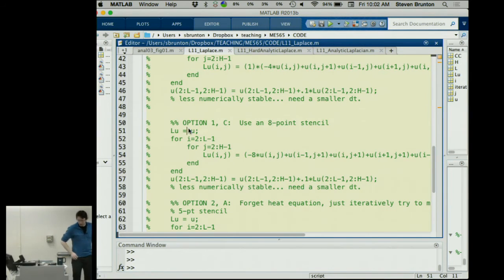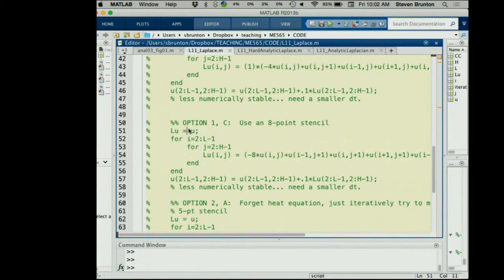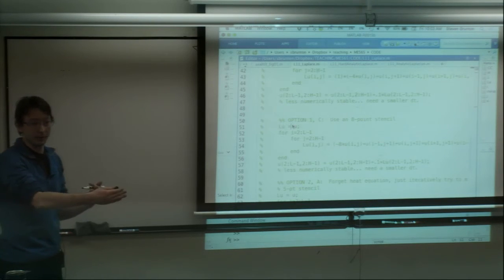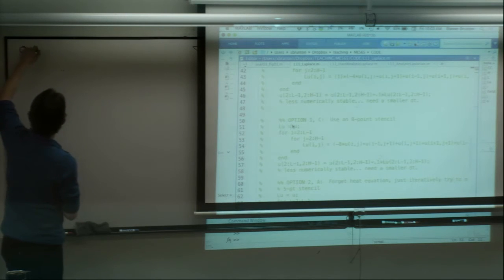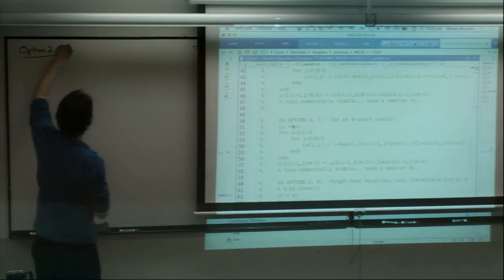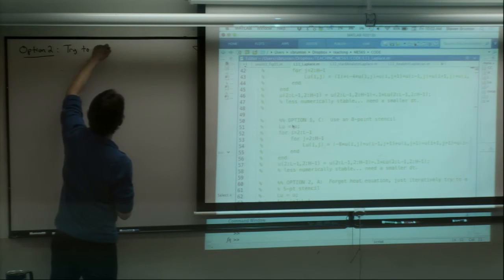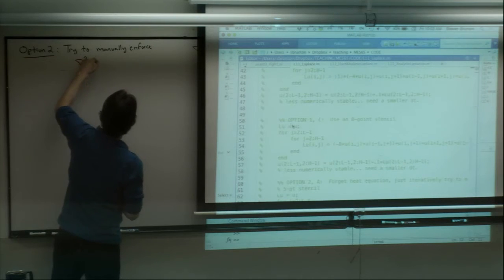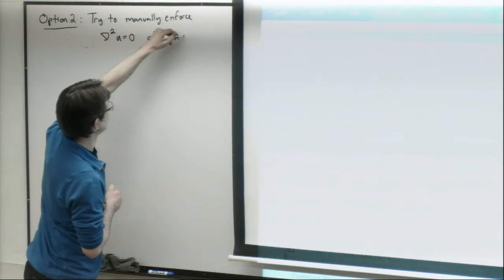OK, there's another thing we can do. I told you that option 1 was to start with the heat equation and iterate it forward. Another thing we can do, which makes a lot of sense, is take my stencil formula and try to make Laplace's equation true at every time step. So option 2 is to manually enforce del squared u equals 0 at each iteration.